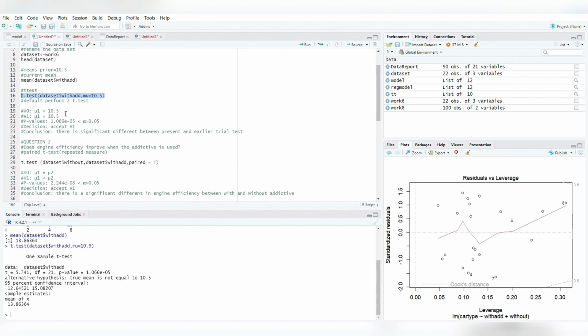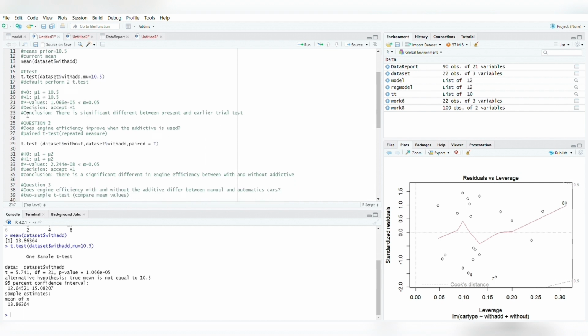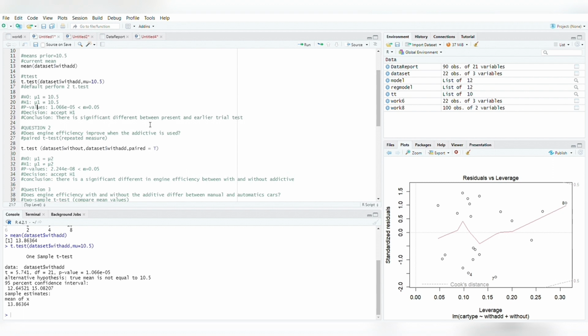Based on the result, this is the hypothesis: H0, mu equal to 10.5, and H1, mu not equal to 10.5. The p-value shown here is 1.066 e-06. So the decision here: when the p-value is lower than alpha 0.05, we must accept H1. The conclusion is there is a significant difference between present and earlier trial tests.